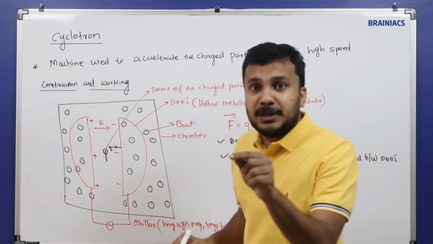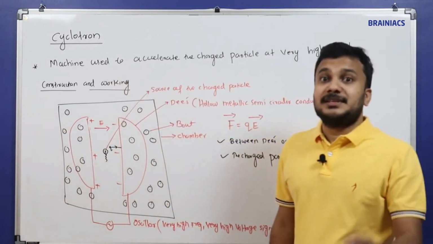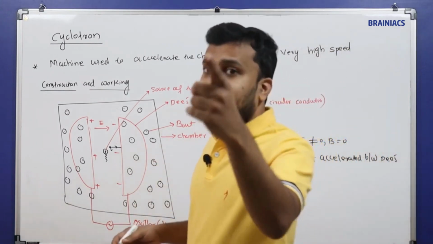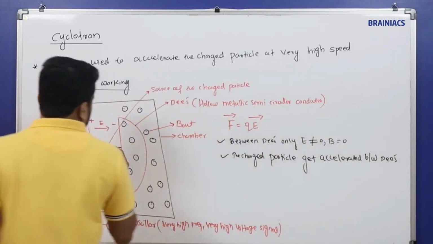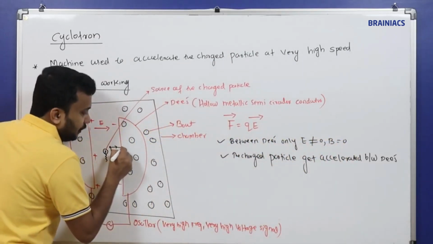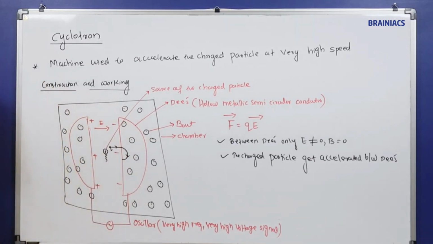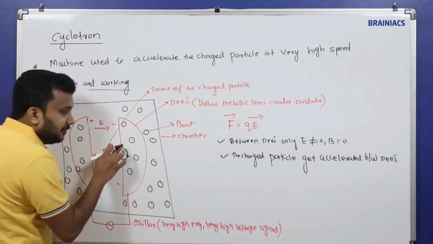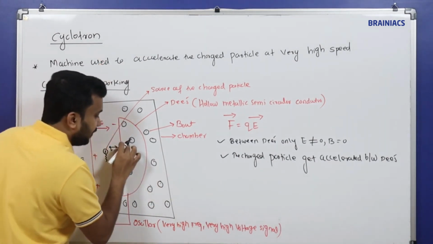A charged particle moving perpendicular to the magnetic field will undergo what type of motion? Circular motion. Other than perpendicular, it is called helical motion. So this is not helical motion, it's circular motion. Circular motion means this will try to rotate like this. So the charged particle now rotates.